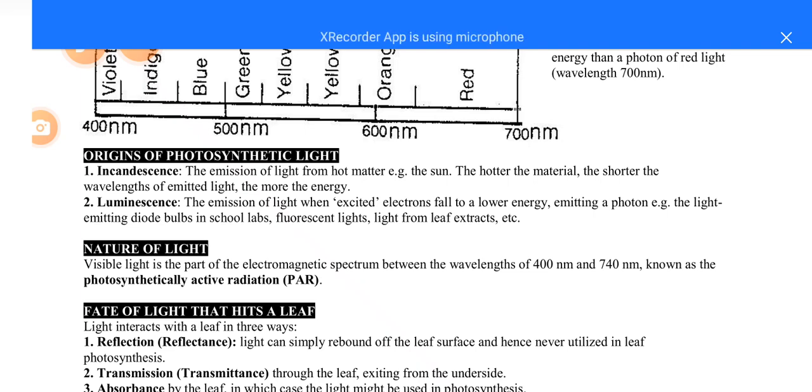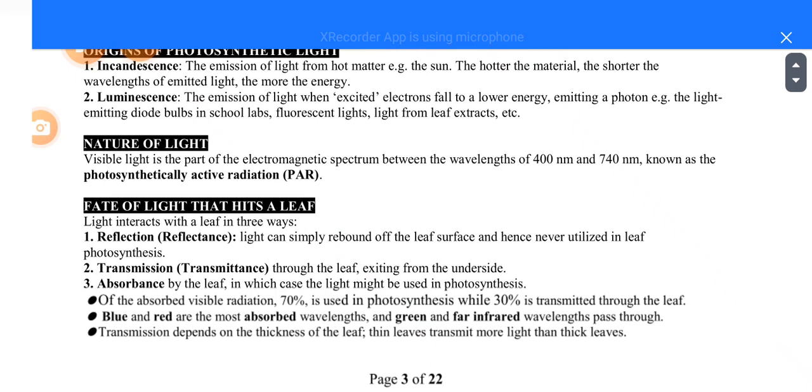Then number 2 is luminescence. Luminescence means the emission of light when excited electrons fall to a lower energy level, emitting a photon, e.g. the light emitting diode bulbs in school labs, the fluorescent lights, the lights from leaf extracts, etc. Those are called luminescence lights, and they are produced when excited electrons fall to a lower energy level. Then we went ahead to look at what we call the nature of light.